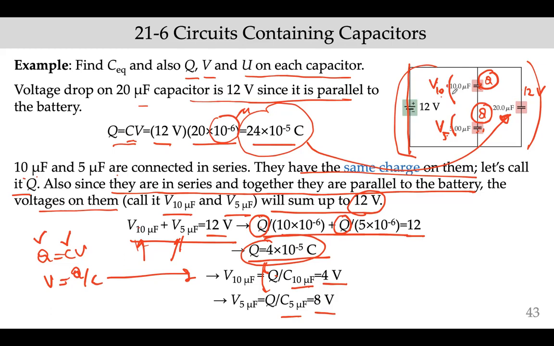And if you add these up, 4 plus 8 gives you 12 volts, which makes sense because the battery here is parallel to them and the battery voltage is 12.